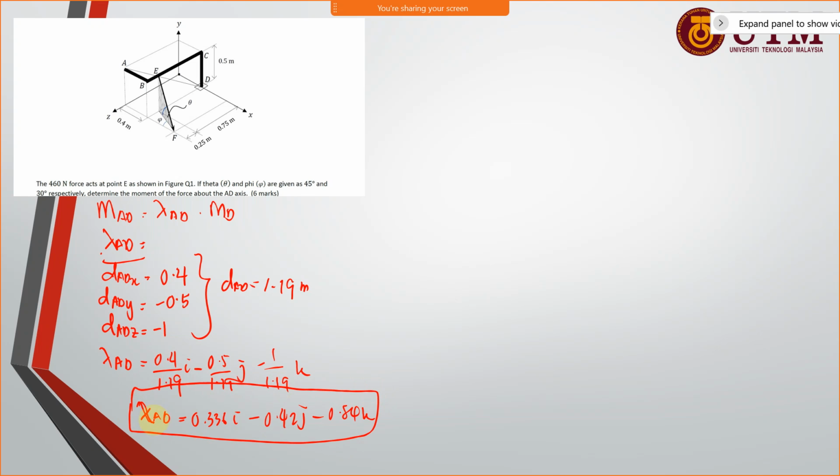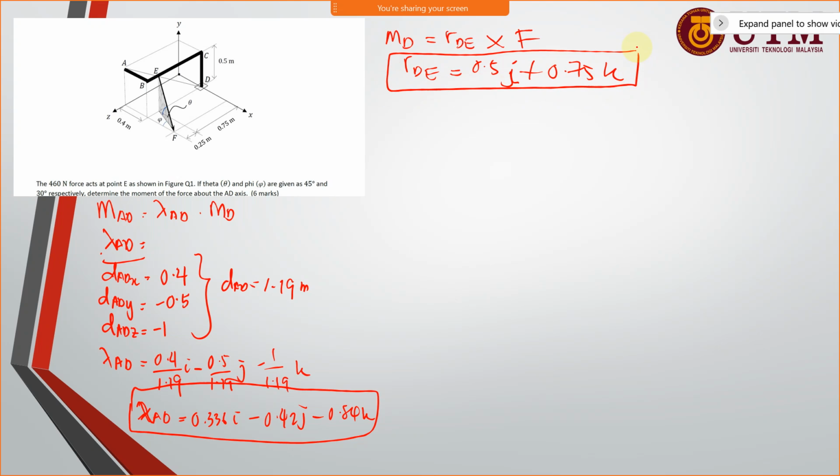Okay, next adalah kita dapatkan moment about point D. So what is our MD? Nak dapatkan MD, so there must be from D to point of force, which is point E, isn't it? So RDE cross with F. So what is our RDE? Sama dengan RDEX. Berapa RDEX? 0 kan? 0. RDEY 0.5 j. Okay, and then RDEZ berapa? 0.75. Tambah 0.75 k. So this is our RDE.